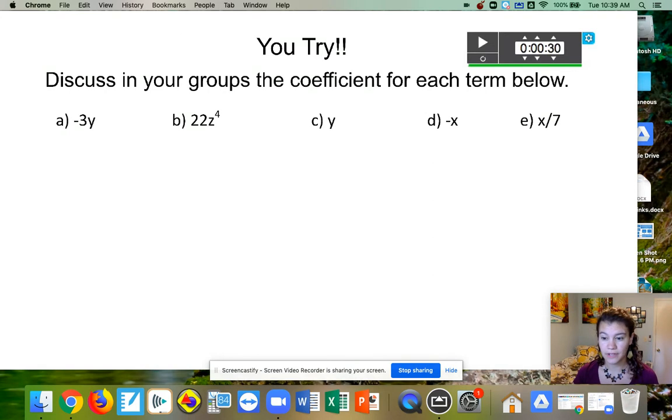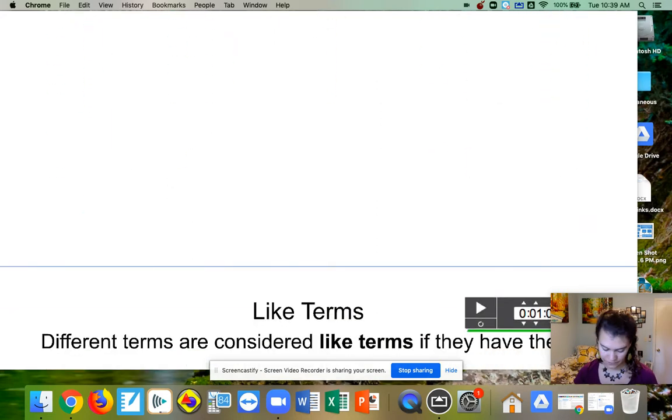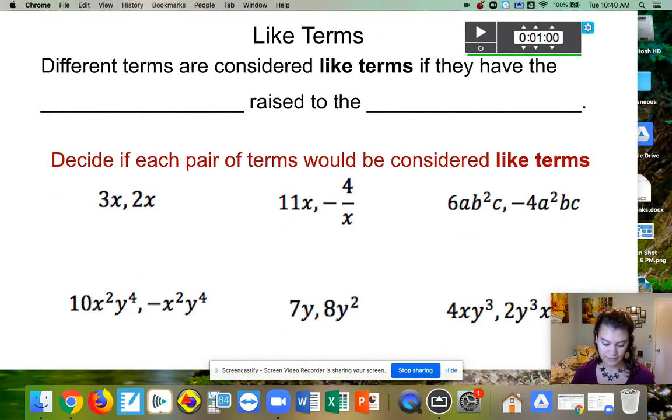All right, so pause again and work on these. Identify what are the coefficients, and then we'll talk about it. Okay, the first one you should get negative 3, then 22, and then 1, negative 1. This one's a little weird, so you could rewrite this as 1x over 7, and then your coefficient is 1 seventh.